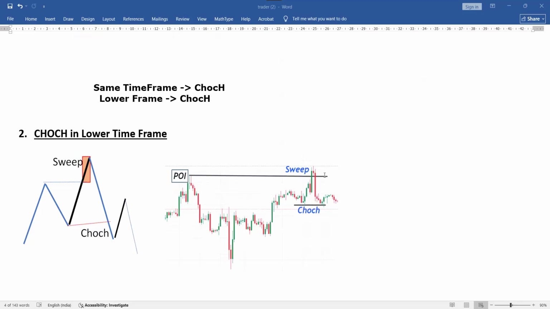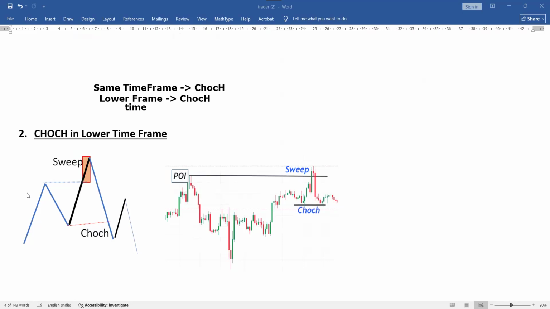So this is the level I marked. I find the sweep and I find the change of character. Here the sweep is the same entry, and the change of character is the same entry. But even so, you should take the lower time frame. Lower time frame also you can take. That is what I mean.